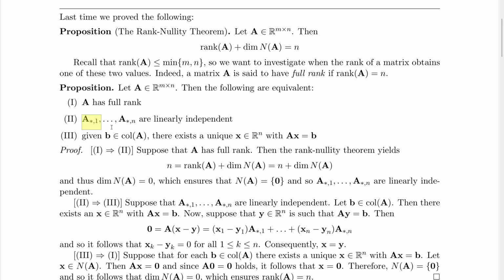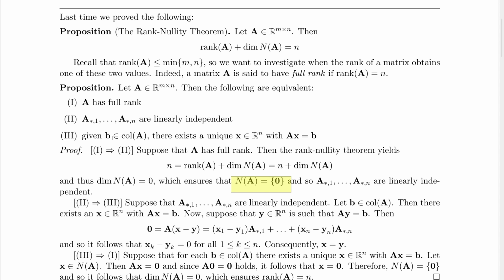Again, we've already pretty well trotted the linear independence of the columns. We know that's equivalent to the null space being trivial. So if we start off with full rank, then go to the rank nullity theorem, replace rank with n, then the n's cancel, and we get the dimension of the null space is 0, and that forces the null space to be trivial, which we see here, and we know that tells us the columns are linearly independent.